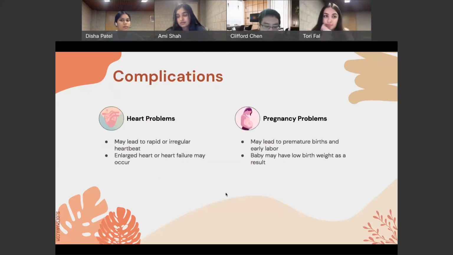So iron deficiency anemia can lead to rapid or irregular heartbeat, and this leads to the heart pumping more blood to compensate for the lack of oxygen carried in one's blood due to this deficiency, and this can lead to an enlarged heart or heart failure. However, this can be prevented through iron supplements and prenatal care.